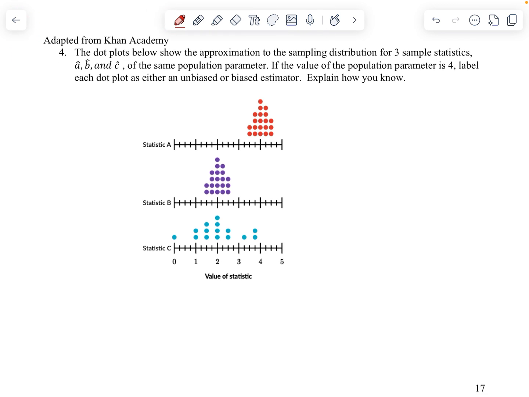Okay, one last one for working backwards. It says the dot plots below show the approximation to the sampling distribution for 3 sample statistics, A hat, B hat, and C hat, of the same population parameter. If the value of the population parameter is 4, label each dot plot either as an unbiased or biased estimator. So the population parameter is 4, which means that I look at where 4 is here. So which of these is an unbiased estimator?